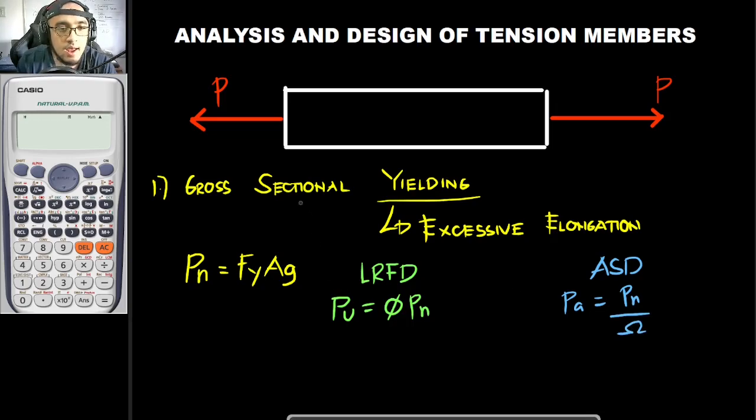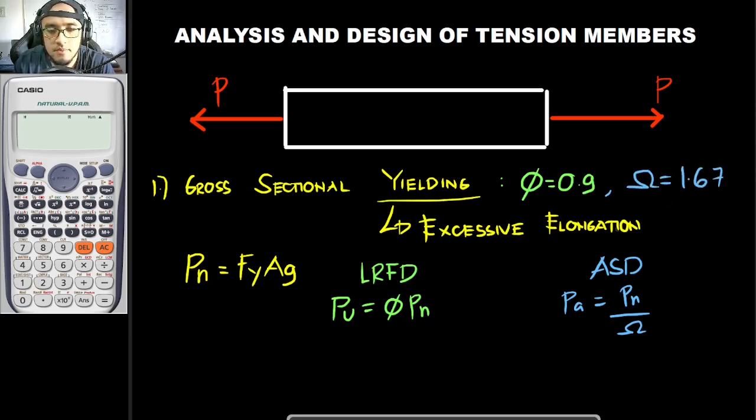If we are to talk about cross-sectional yielding, the values of phi and omega would be as follows. You better memorize these values. Phi is equal to 0.9. Since this is a reduction factor, this value should be less than or equal to 1, since we are reducing this strength. And for ASD, our omega is equal to 1.67. So from that, if you want to determine the value for Pu, Pu is equal to phi Pn, and the value for our Pn is equal to Fy Ag. So phi Fy Ag.